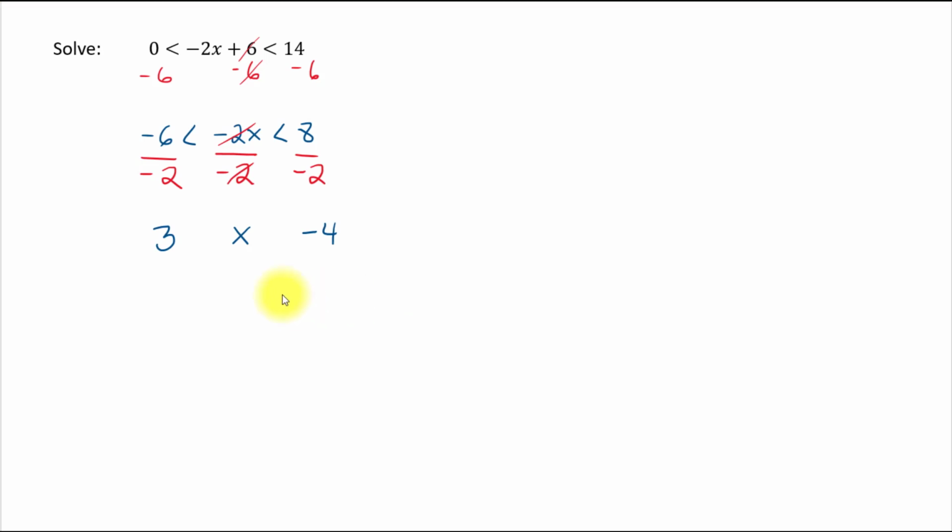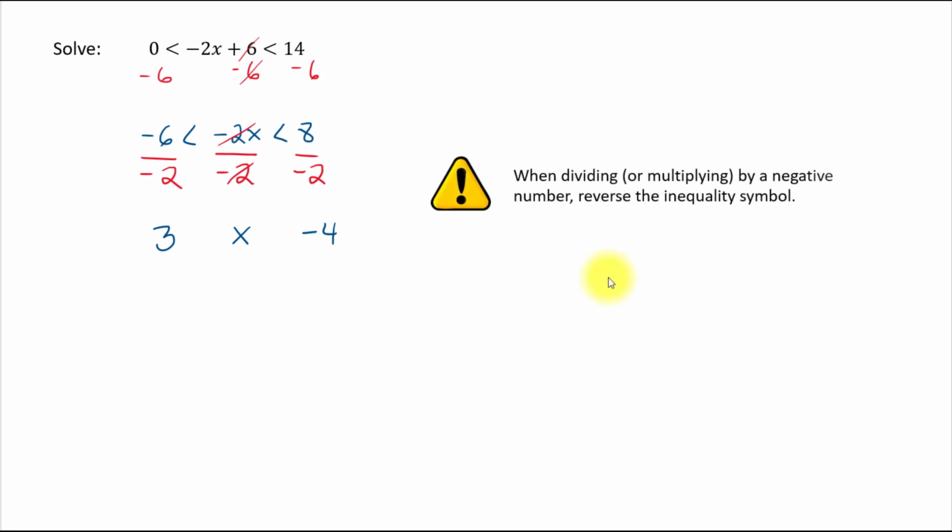Well, notice that I haven't written the inequality symbols yet. I want to remind you what happens when we divide or multiply, in this case all three parts of the inequality, by a negative number. When such operation is performed, we have to reverse the inequality symbols. In other words, both inequality symbols become greater than. Try not to forget that step. And because we had to reverse the inequality symbols, our answer is written backwards.